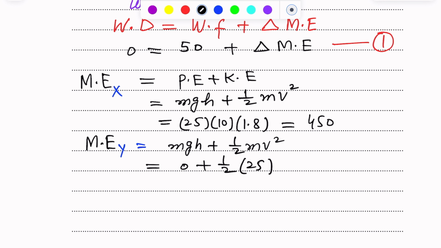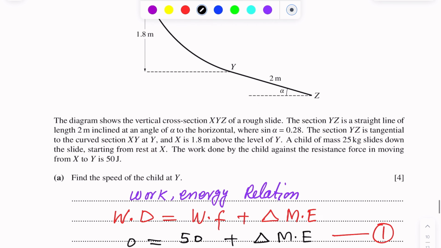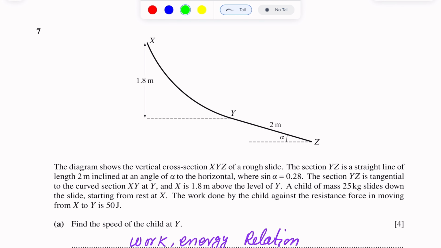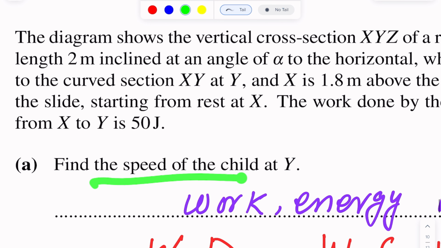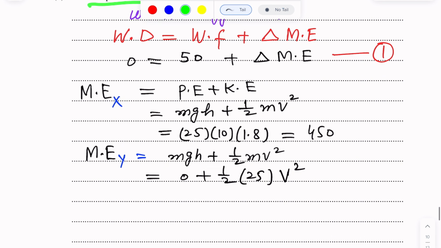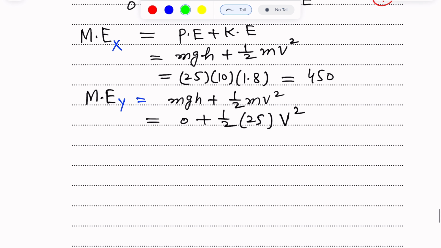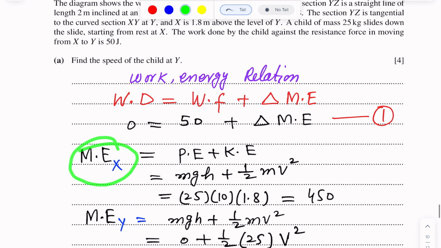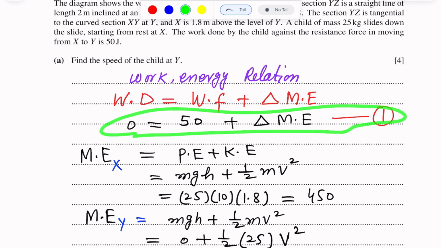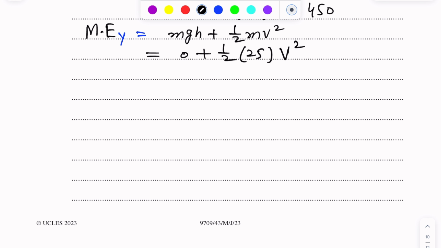m is 25 and v square, v we have to find at point y. We have to find the speed of the child at point y. So now we are putting in the values of mechanical energies. Change in mechanical energy means final mechanical energy minus initial mechanical energy. Putting in equation number one, the values we get from equation one.